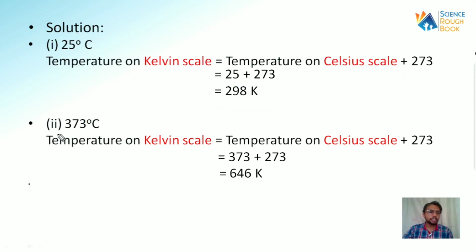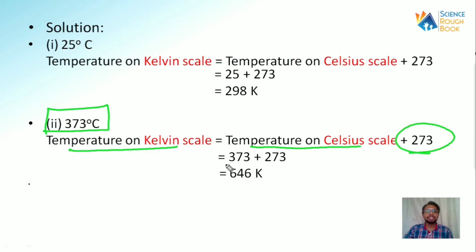And same with the second one also, 373 degrees Celsius is given. So temperature in Kelvin scale is equal to temperature in Celsius scale plus 273. So 373 plus 273 is equal to 646 Kelvin. So you just have to add.